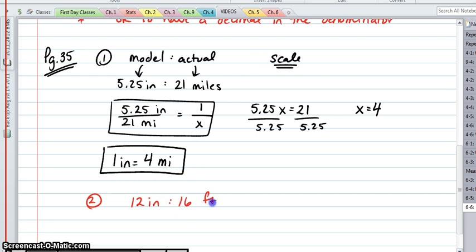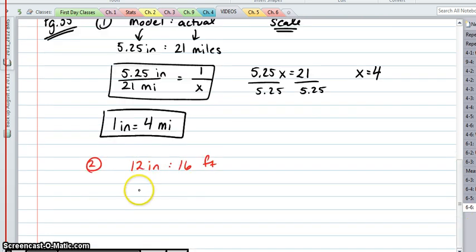12 inches represents 16 feet. And again, we would like to have a 1 in the numerator. So let's set up the proportion. Go ahead and solve using the cross product.